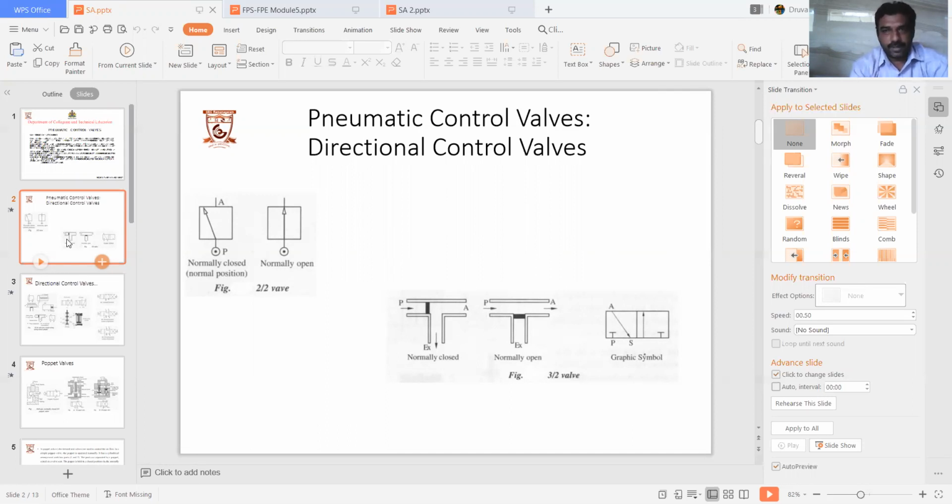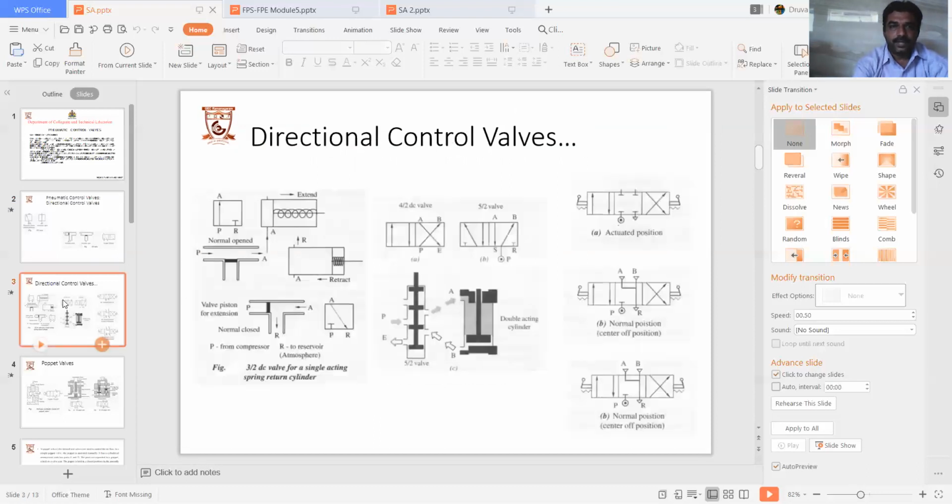And these control valves are mainly of three types: directional control valves, pressure control valves, and flow control valves. The directional control valves control the direction in which the compressed air will flow. Pressure control valves control the pressure of the compressed air, and the flow control valves control the flow of the compressed air. So these are the various symbols used for different types of valves.